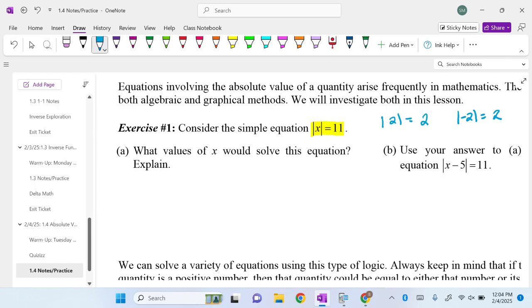So in other words, if we were to solve that highlighted equation, what values of x could possibly solve that equation? What values of x could work? Negative 11 and positive 11. Because again, if you take the absolute value of a number, it makes it positive, regardless of if it's positive already or if it is a negative number.